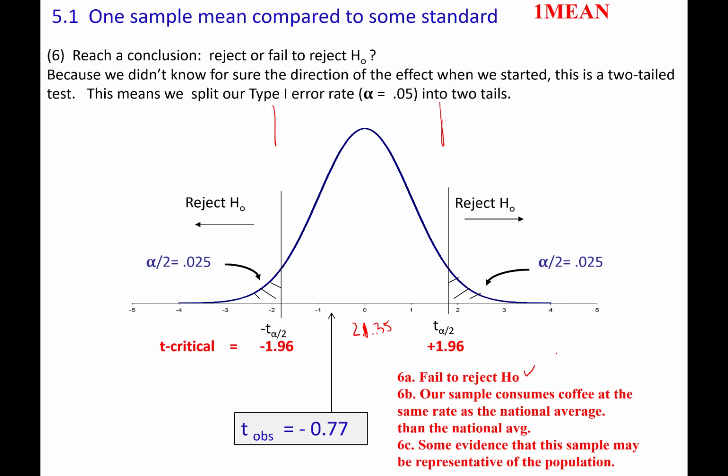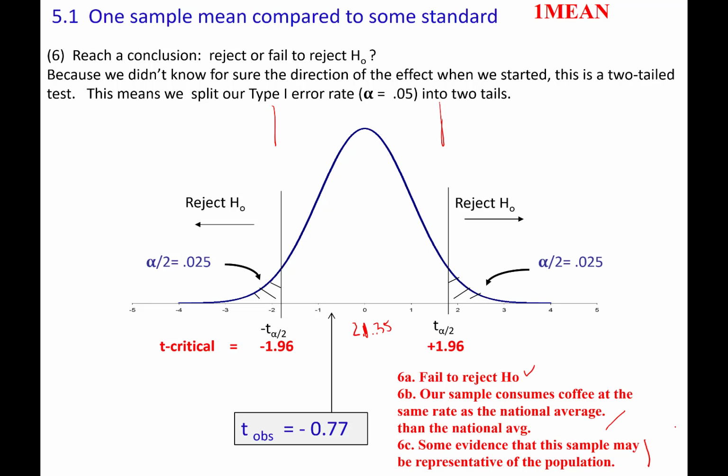What do the numbers mean? That's A. B, what do the numbers mean? Well, the statement is our sample consumes coffee at about the same rate as the national average. Even though it's lower numerically, about $1.80 lower, what we're saying is that it's close enough, given the size of the sample and the variance, to be able to say it looks like there's a similarity here. So there's some evidence that this sample looks like it's representative of the population.